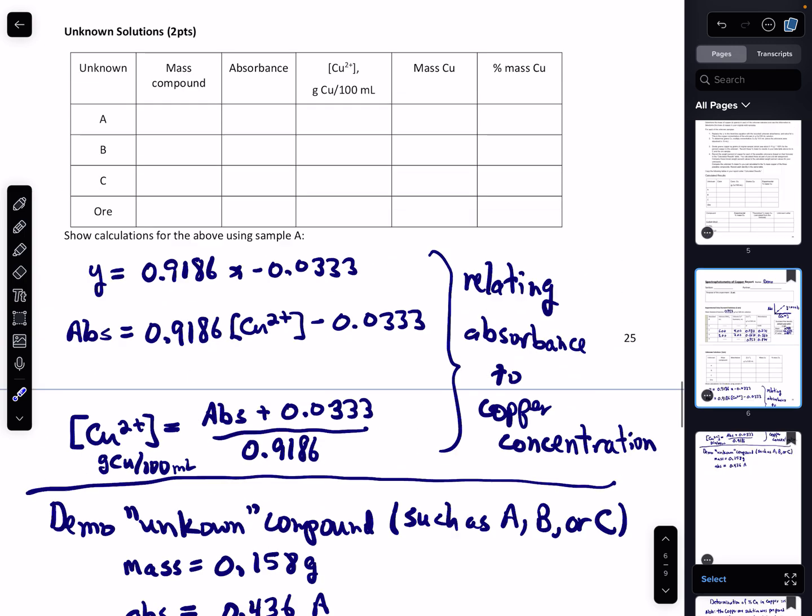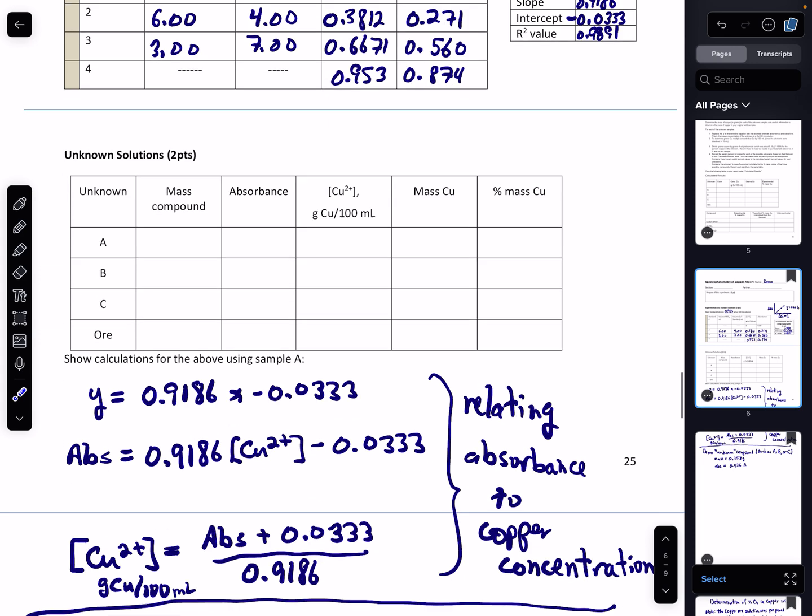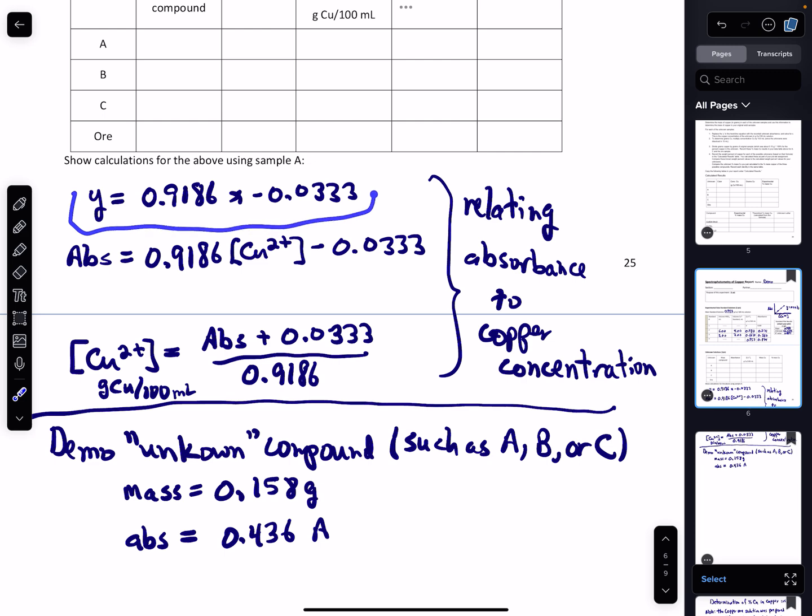And so first of all, we're going to show how we use this equation from the standard plot to relate copper concentration to absorbance. What we do is we take the y equals mx plus b equation, and we realize that the y-axis are the absorbance values, and the x-axis are the copper concentration values. And so we rewrite the equation with absorbance and copper in it, and we rearrange it for the copper concentration. So the copper concentration is equal to the absorbance plus 0.0333 divided by the slope 0.9186.